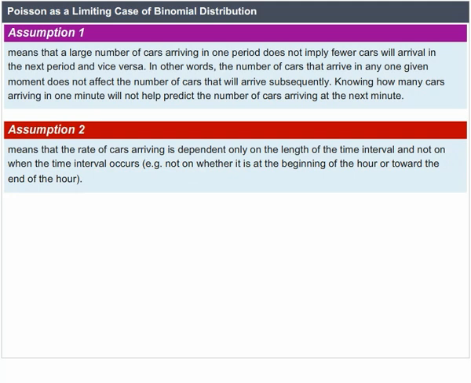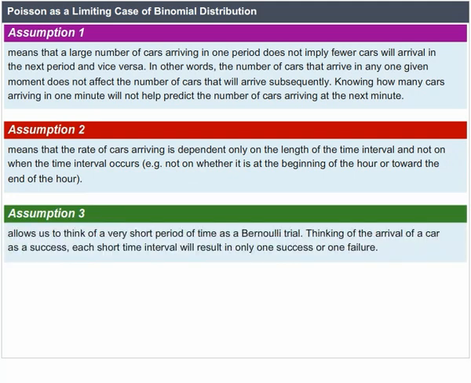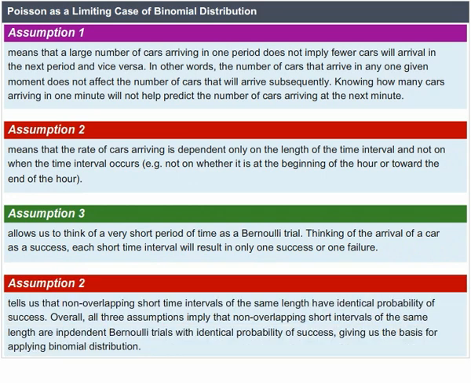Assumption 3 allows us to think of a very short period of time as a Bernoulli trial. Thinking of the arrival of a car as a success, each short time interval will result in only one success or one failure. Assumption 2 tells us that non-overlapping short time intervals of the same length have identical probability of success overall. All three assumptions imply that non-overlapping short intervals of the same length are independent Bernoulli trials with identical probability of success, giving us the basis for applying the binomial distribution.